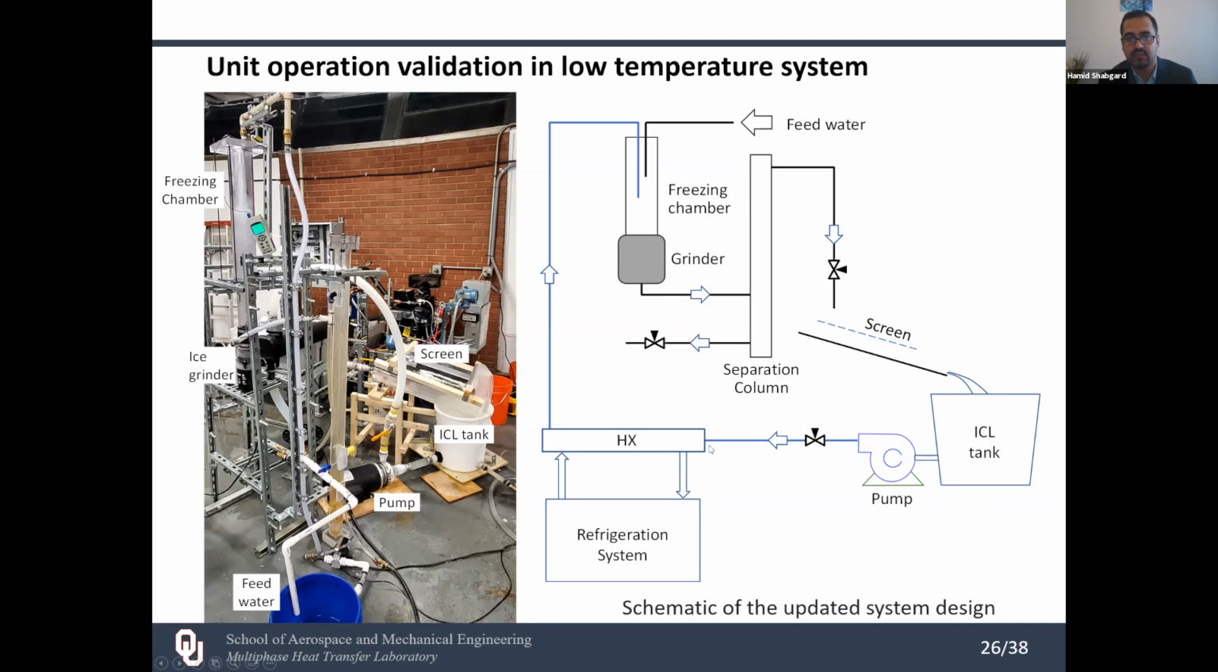We pump it through the heat exchanger. We cool it by heat transfer with the refrigerator. We introduce this cool liquid into the freezing chamber. At the same time, the brine is injected. They mix in the freezing chamber. Freezing occurs. The slurry is introduced to a separation column. Ice and ICL leave the separation column from the top, and unfrozen brine leaves from the bottom. And then we have a filter system that separates the ice from the rest of the liquid. The ice accumulates on the screen, and the liquid is returned to recycle.